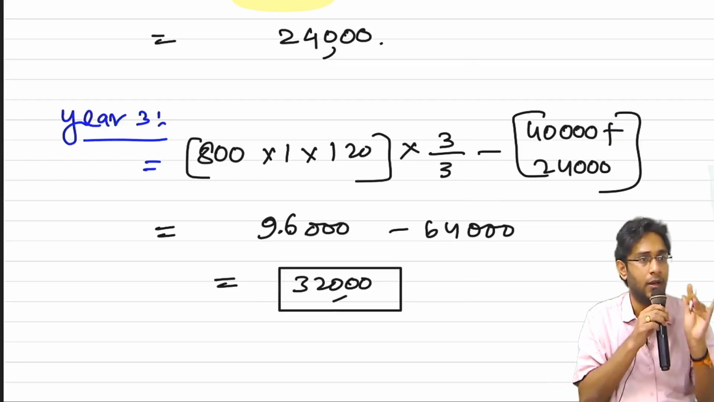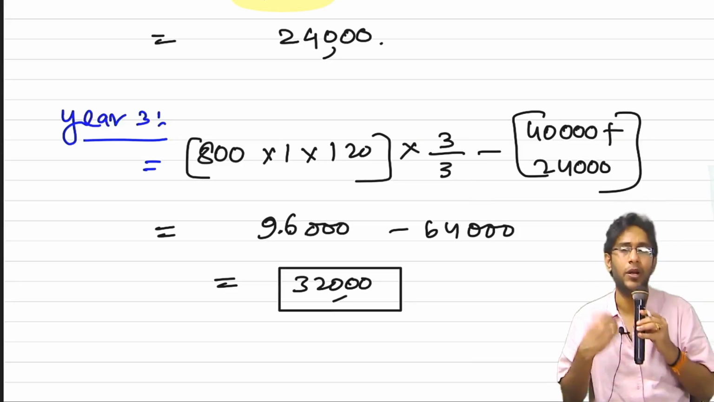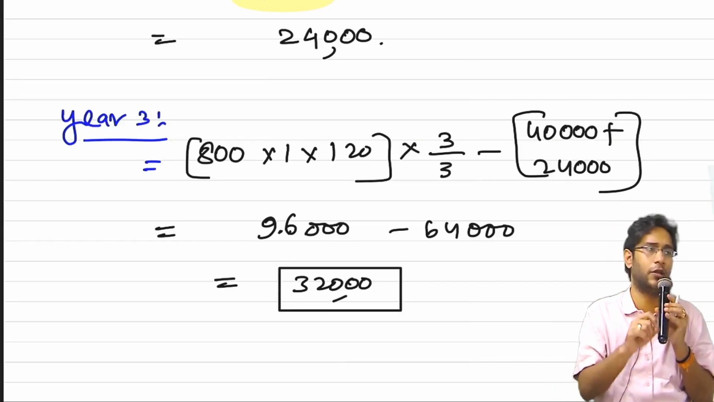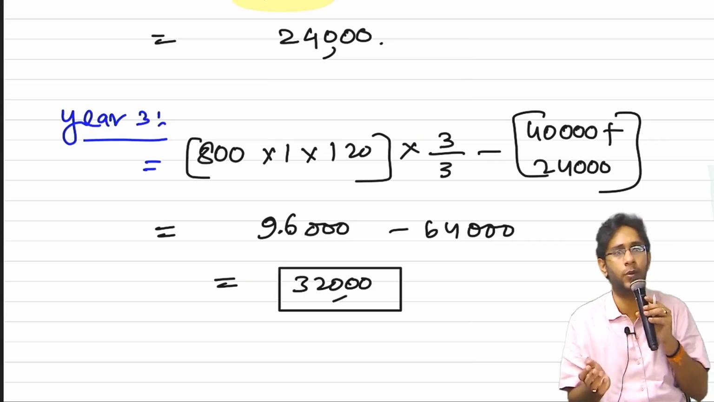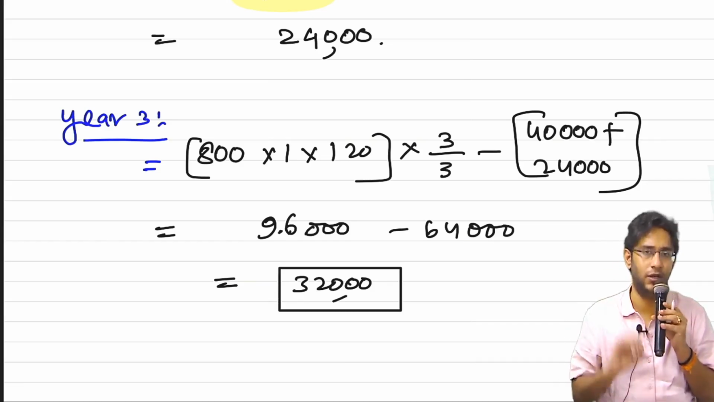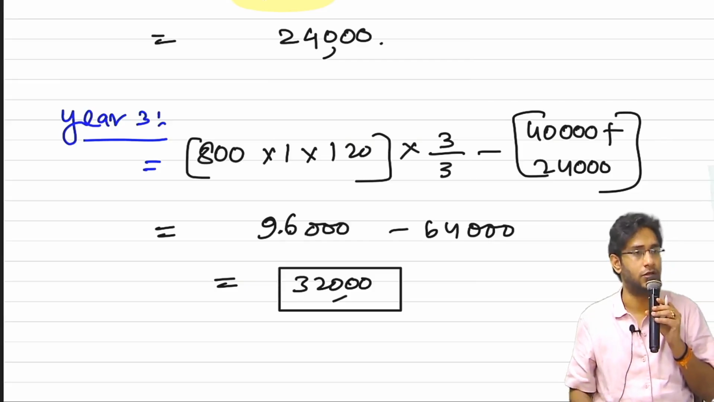Am I clear till here? Now listen. Ultimately, how many options vested? 800. So 800 employees into 1, 800 options. What's the worth of each option? 120. 800 into 120, 96,000. 96,000, if I amortize it over a period of 3 years, each year cost is how much?